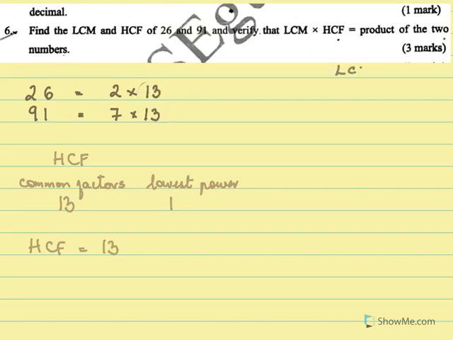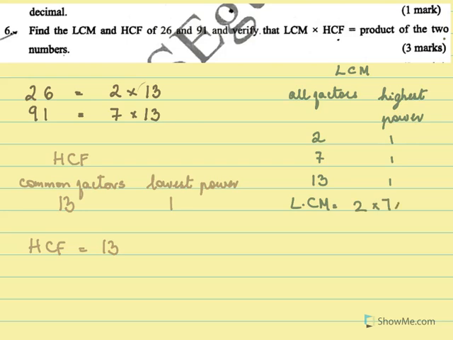Now to find the LCM, you write all factors and highest power. Now the factors here are 2, 7 and 13, and the highest power in each case is 1. So LCM is 2 raised to 1, 7 raised to 1, 13 raised to 1, and when you multiply you get 182. This is one part of the sum.